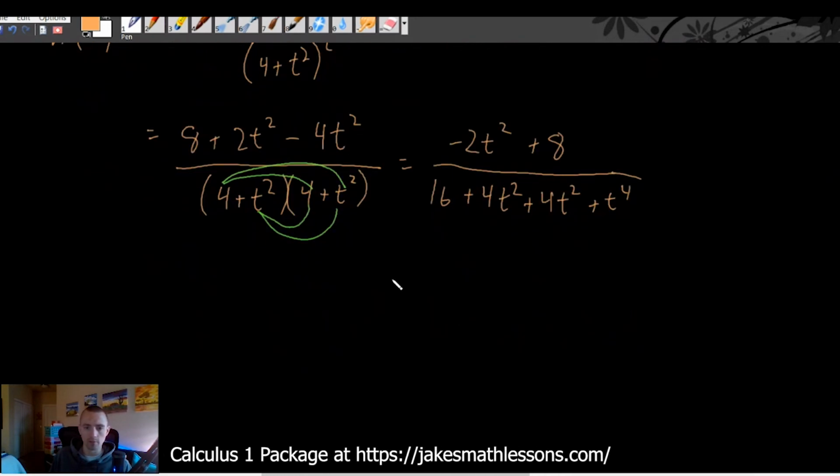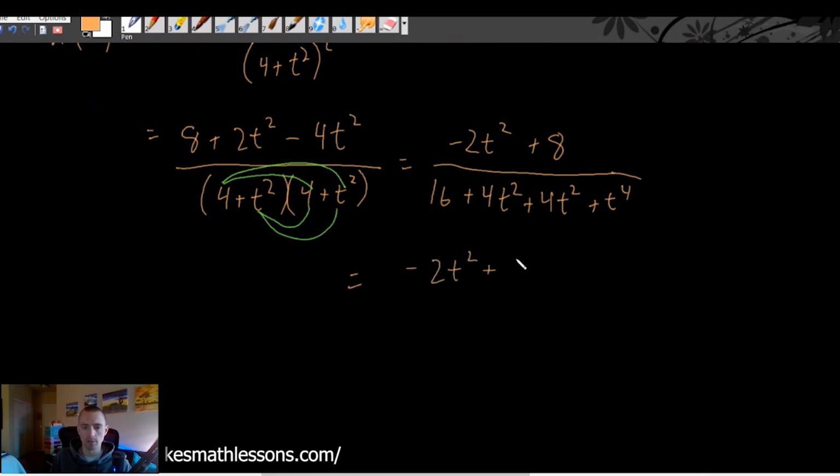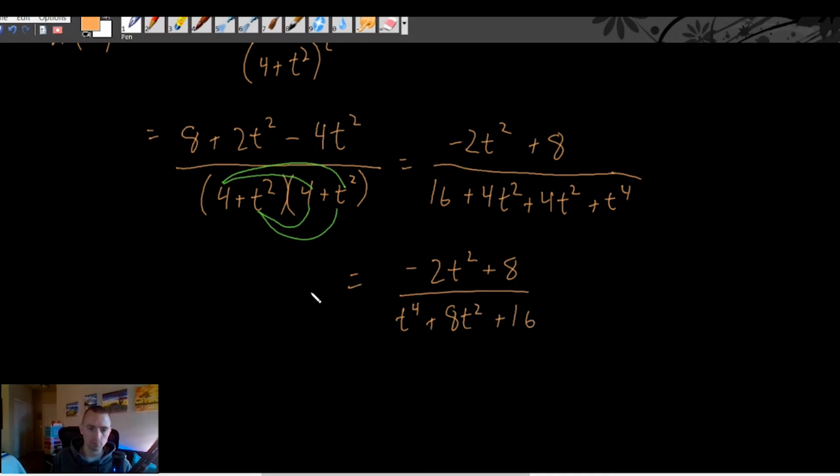Then we could simplify this a bit further by combining these t squared terms on the denominator. So we're going to get minus 2t squared plus 8 on the numerator, and on the denominator, t to the 4th plus 8t squared plus 16. And that's going to be h prime of t.